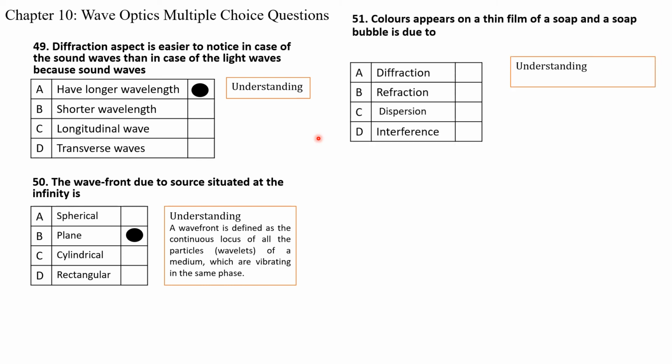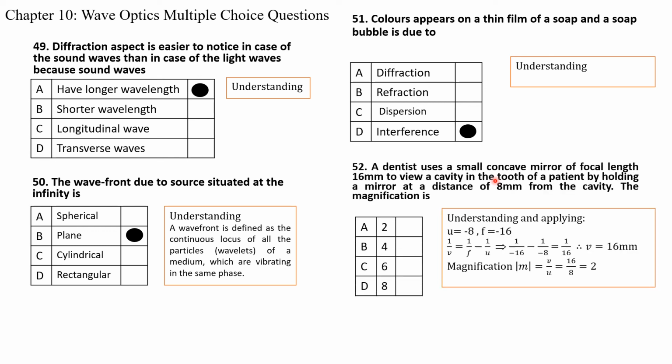Next question. Color appears on a thin film of a soap and a soap bubble is due to. So we have to think about the natural effects of light waves. So it is due to what? Color appears on a thin film of a soap and a soap bubble is due to interference. This is due to the interference phenomena of the color.